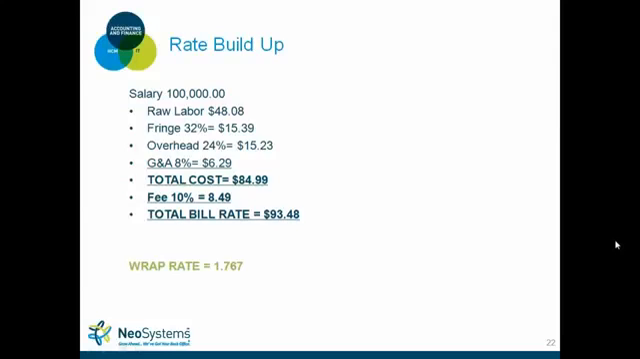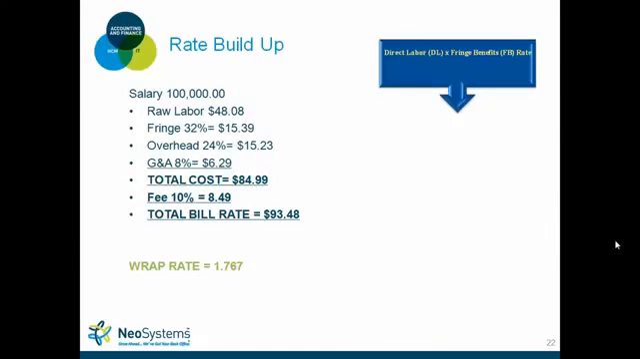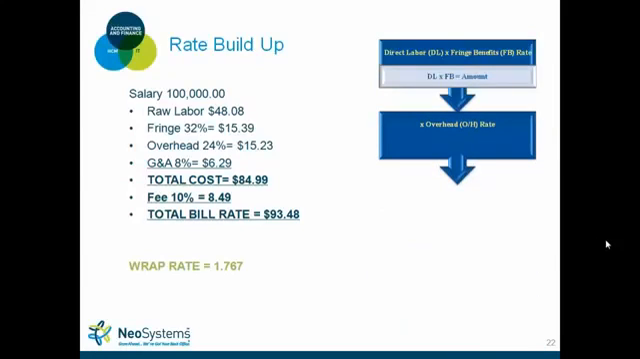So in this example, we'll use a salary of an employee for $100,000. The raw labor broken out by 2080 hours is $48.08. And to figure out the fringe on that direct labor, in this case we'll use 32%. You're going to add in the raw labor plus the fringe amount of $15.39. And then the next item is loading overhead, which is raw labor plus fringe, then multiplying, in this case, 24% for your overhead labor, which would give you an extra $15.23.